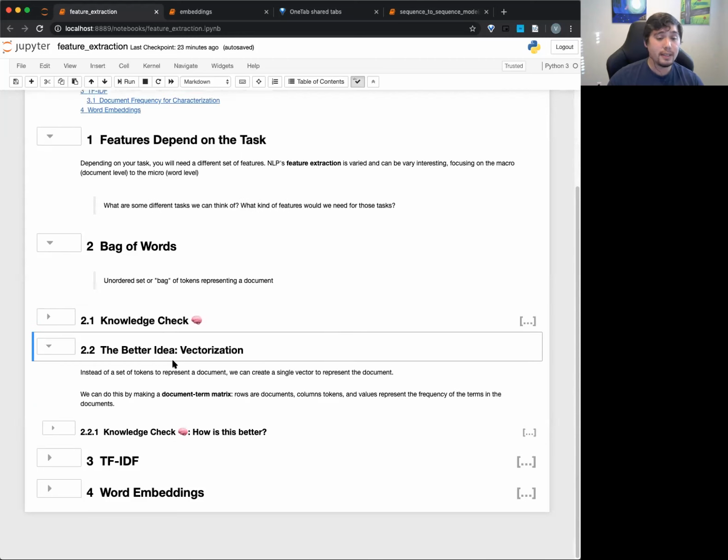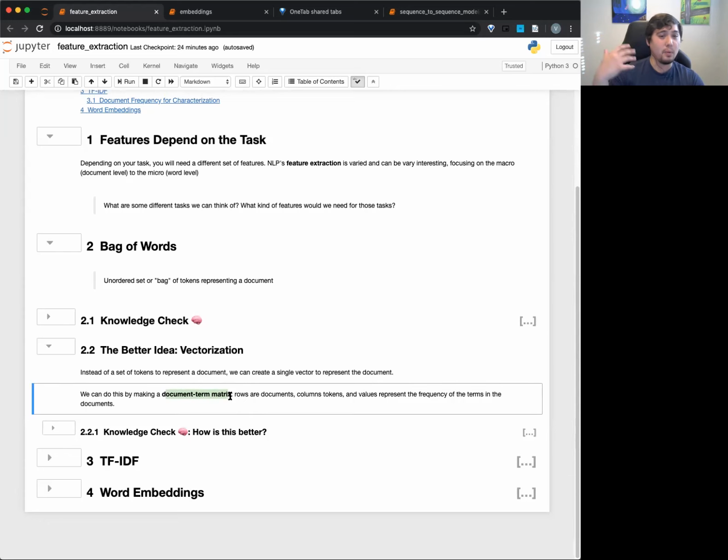Okay, so the way you can vectorize bag of words is, instead of saying the set of tokens, we can create a single vector to represent the document. So the document is going to be represented by a vector, and every document will have the same size, which makes it easier to do math on top of it, right? One way we can do this is a document term matrix. If you look in the curriculum, basically the rows are the documents themselves, and the columns are the tokens, right?